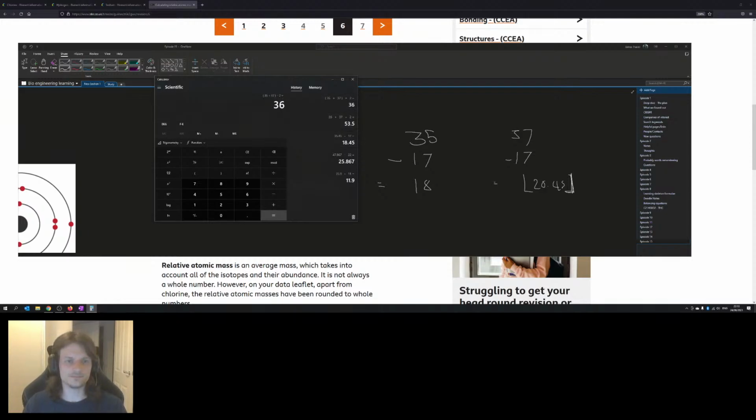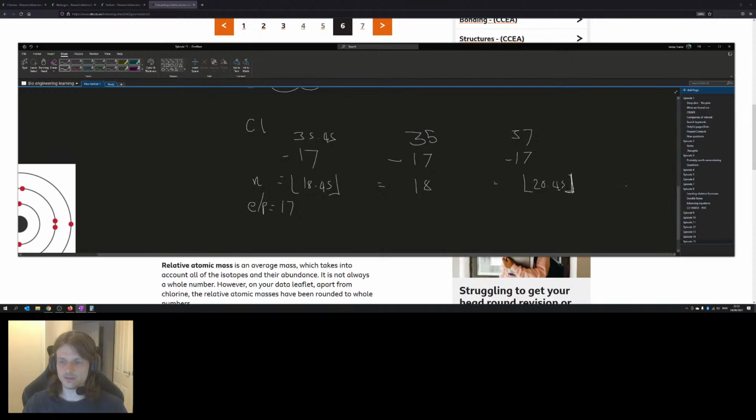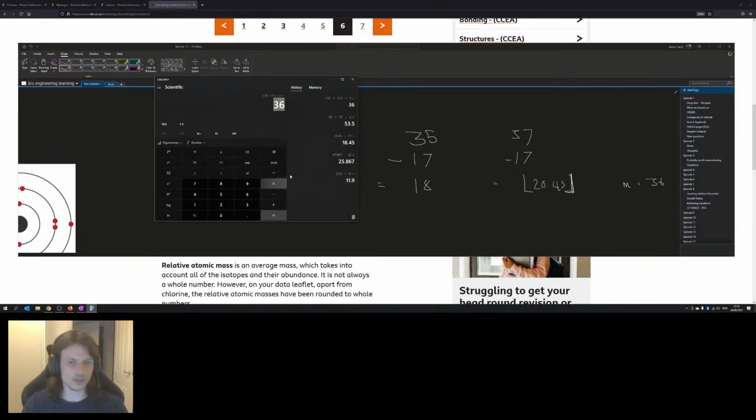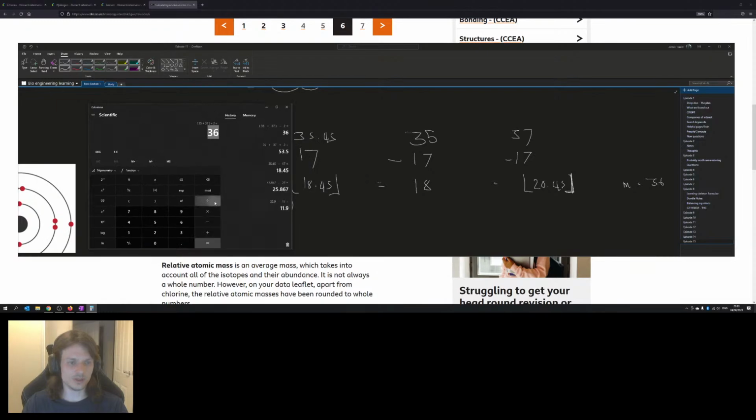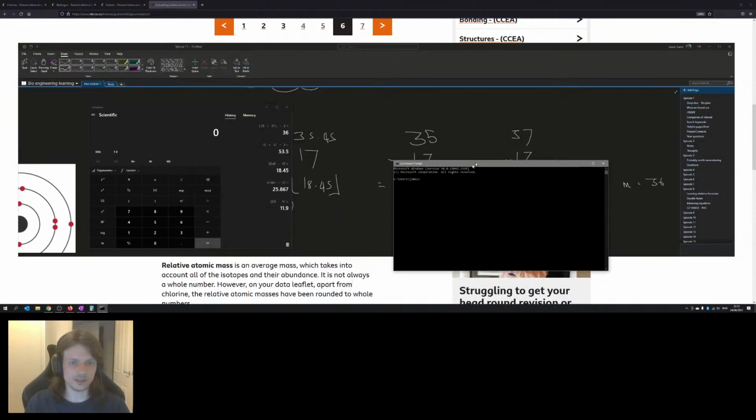Okay. So the average is 36. So the mean is 36 across all isotopes. Oh, unless we need to include that one as well. Let's just include that too. So let's go back and do this. In fact, I think it's going to be easier to do Python here. Let's just do a bit of Python.